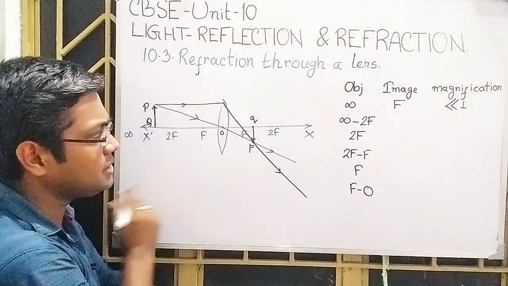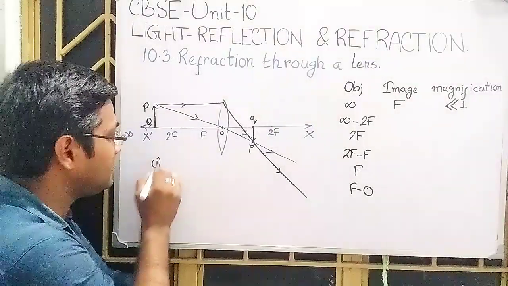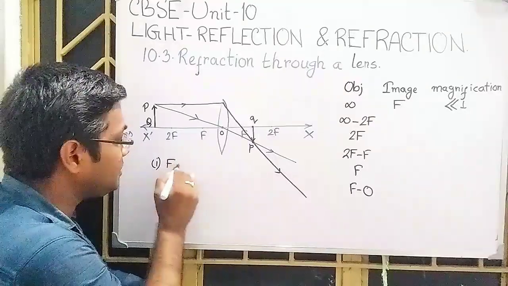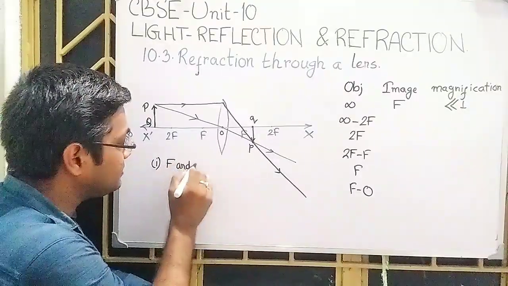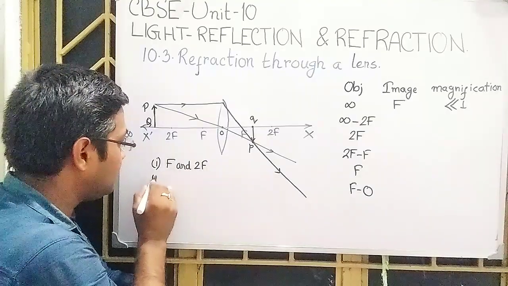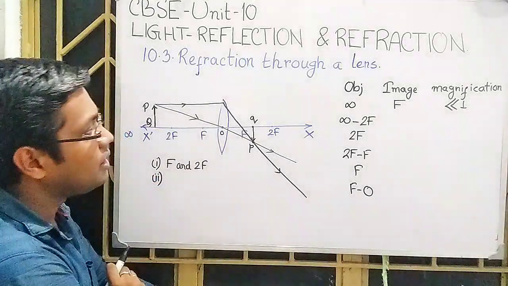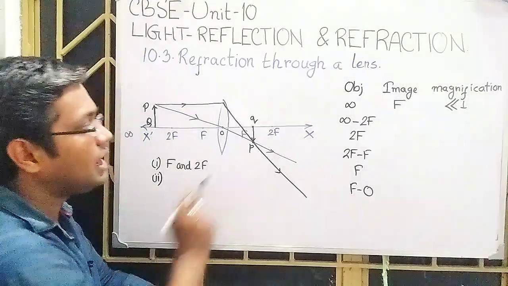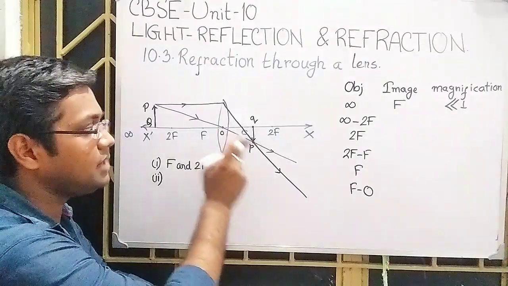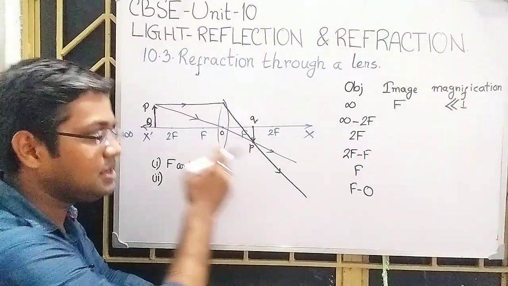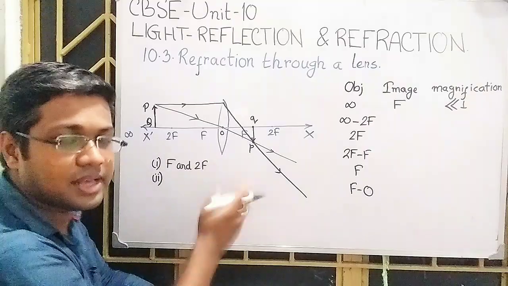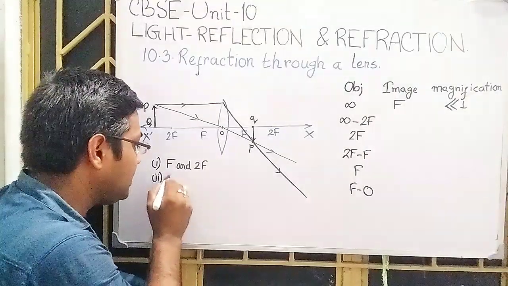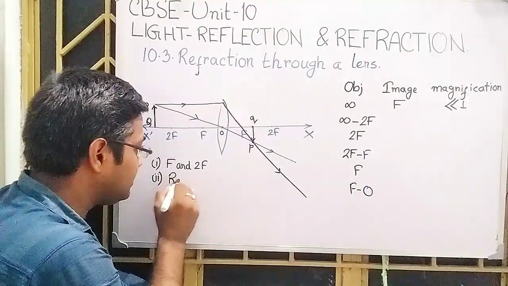So what are the characteristics of this image? How is it obtained? It is obtained in between F and 2F. Number 2, is it real or virtual? The refracted rays are actually intersecting each other and thereby the image is formed. So you can say the image is real.